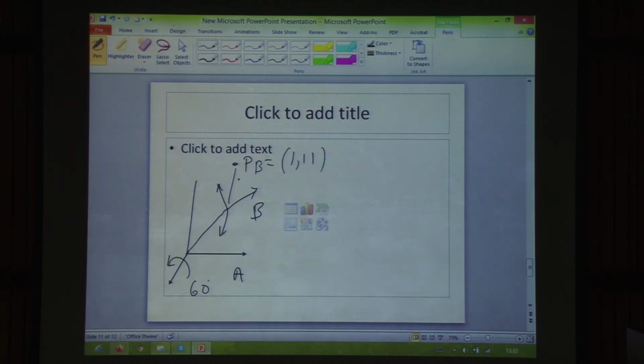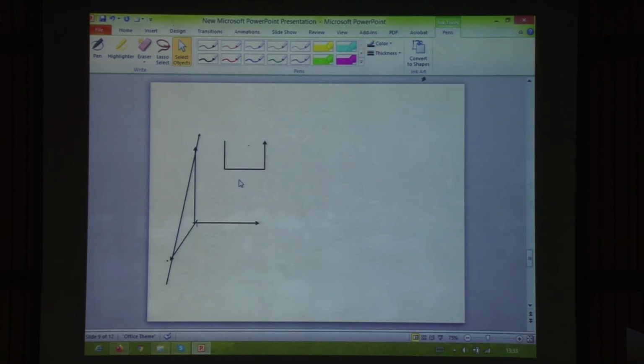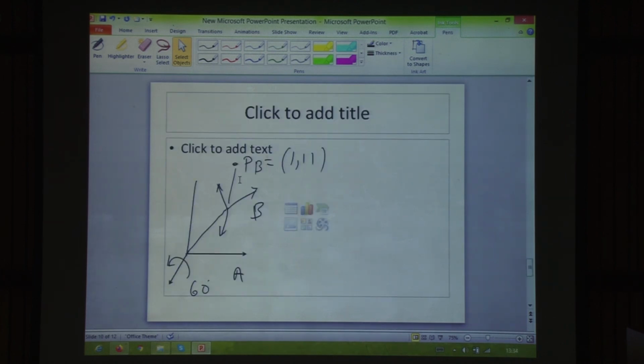Now, I want to find what is the coordinate of this point in frame A. That is the question. So, the question was there are two frames. Frame B is rotated by 60 degrees about the z axis of A, and then it is translated by 1, 2, 3 units in the x, y, z directions. If the coordinates of P in B are given by this, then what is the coordinate in frame A? So, how do we solve this problem?